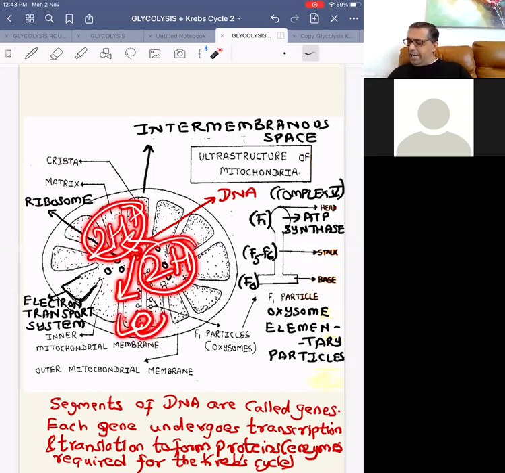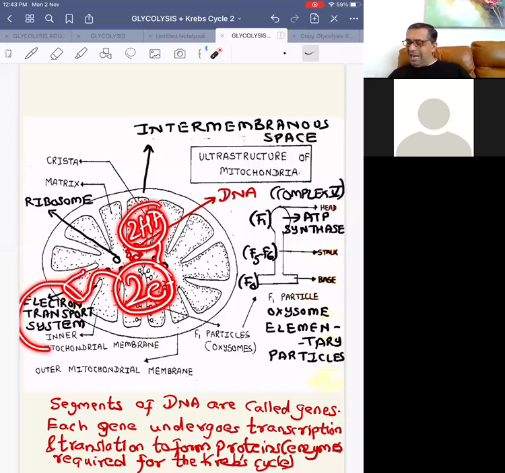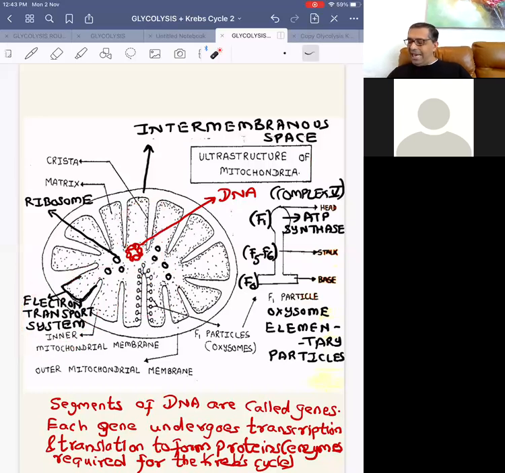2H splits to become proton and electron, of which protons remain in the matrix, but electrons pass from the matrix to the inner mitochondrial membrane. So where will the protons remain? Inside the matrix. And where will the electrons pass? Into the inner mitochondrial membrane, which has the electron transport system, consisting of cytochrome B, cytochrome C1, cytochrome C, cytochrome A, cytochrome A3.